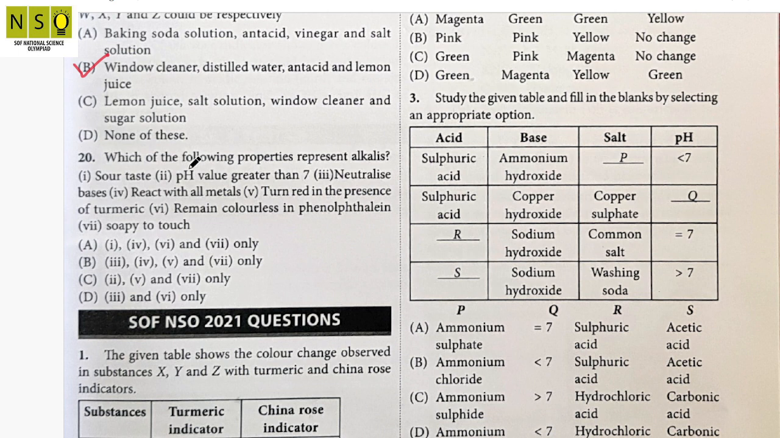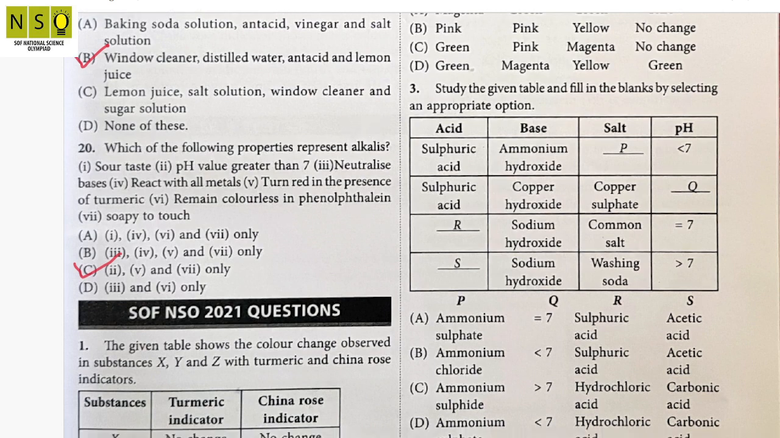Second, pH value greater than 7, they are the alkalines, and they turn red in the presence of turmeric. And what other properties do alkalines have? Soapy to touch. So option C will be the correct option in this. These three properties are the properties of alkalis. Okay, so that's it for this.